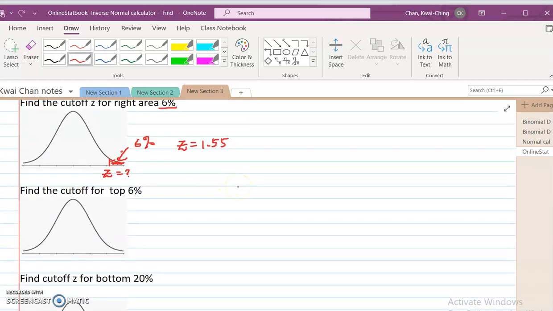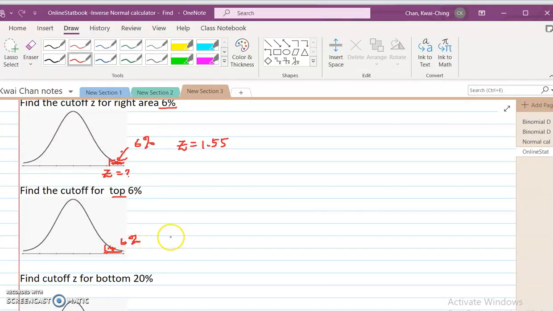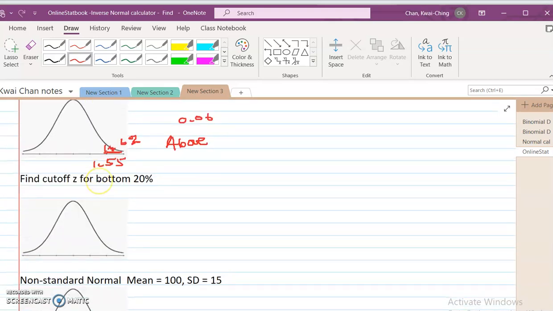What about the cutoff for the top 6%? That is the same as that. When they say top, that is the highest number. So this is 6%, and we already did that. Use above, and the area is 0.06. It should be the same, 1.55. Sometimes they use right area, and sometimes they use top.